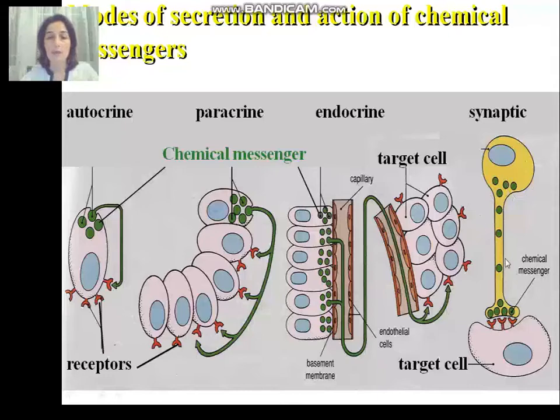Then we have neurotransmitter action, where we have a neuron, a nerve cell, and its axon, which comes to the target cell. For example, it may be a neurosecretory cell. It is a neuron, and at the same time it's a secretory cell, and it produces some chemical substance, a messenger, which is transported inside of the axon, then released from the synaptic ending and binds to a receptor on the target cell. So that will be synaptic signaling.